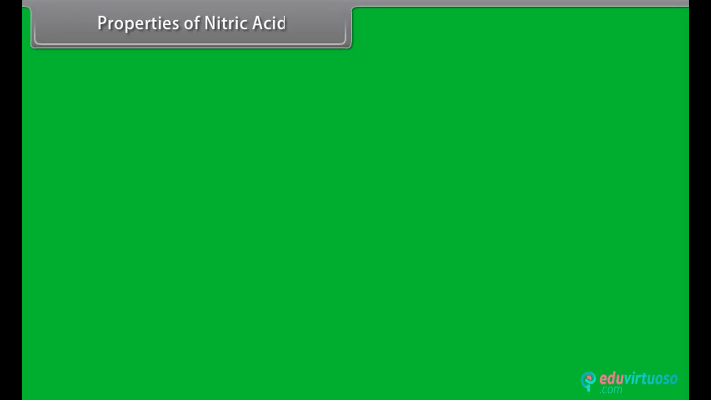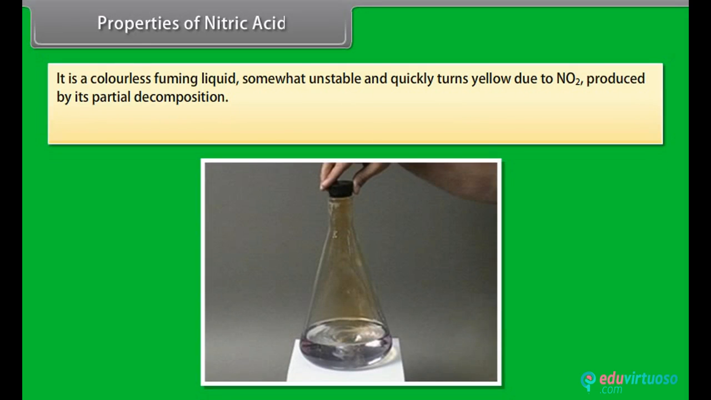Properties of nitric acid. It is a colorless fuming liquid, somewhat unstable and quickly turns yellow due to NO2 produced by its partial decomposition. It has corrosive action on skin and turns the skin yellow.